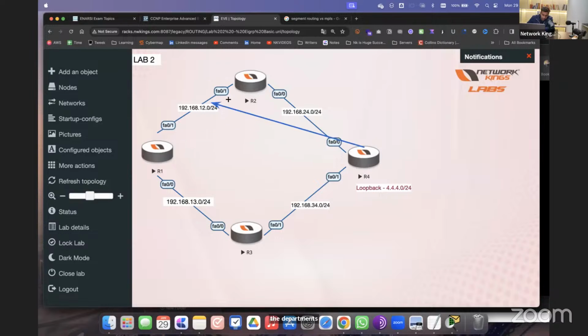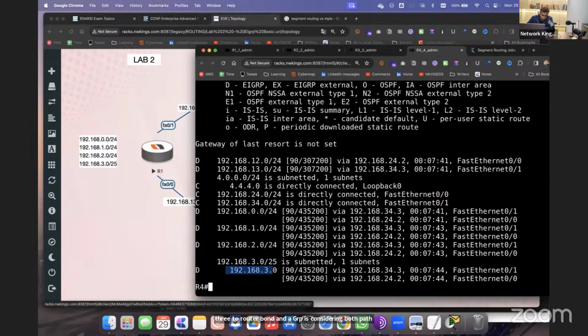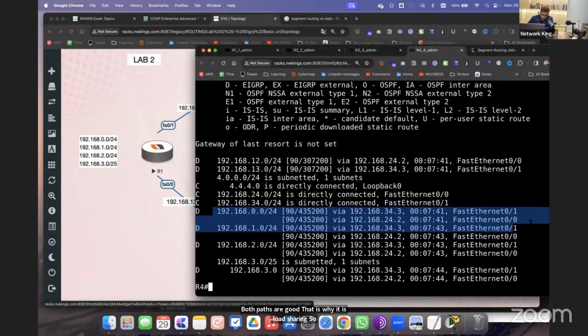One is this way and one is go from this path. So you have one path from router 2 to router 1, one path from router 3 to router 1. And EIGRP is considering both paths are good. Both paths are good. That's why it is load sharing. So you can see whenever you see a path with these two lines, it means it is called load balancing. Load balance or load sharing is better thing.